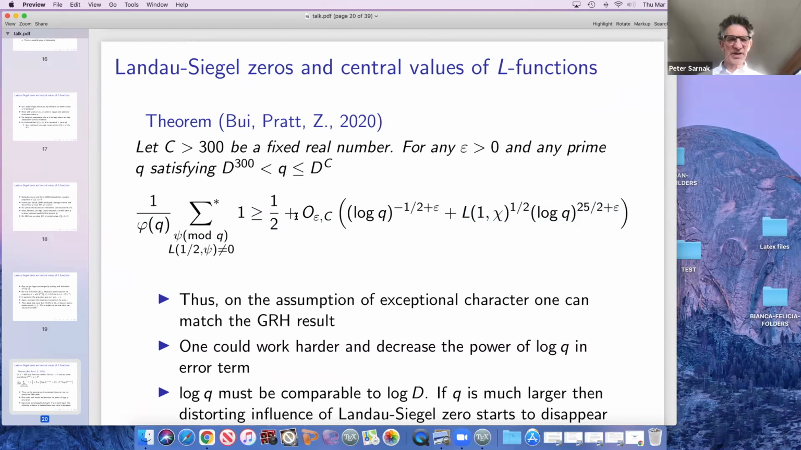In a certain range, and the range is between d to the 300 and d to a fixed number c. Yes, please. Is L(chi)'s conductor q also? Yes. When we assume L(1, chi) on the... Oh, yeah, this was chi_d. And then I dropped the subscript, so I don't type too much. Oh, chi all the time. Sorry, that's capital D. So this is modulo d. But the average, or the proportion, and q is a very large power of d. Yes.